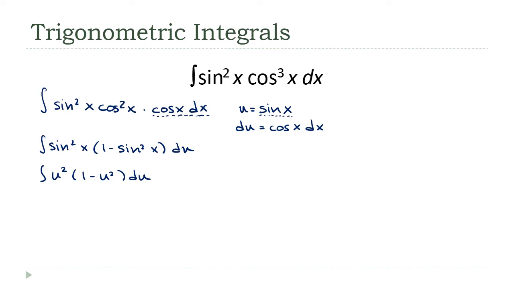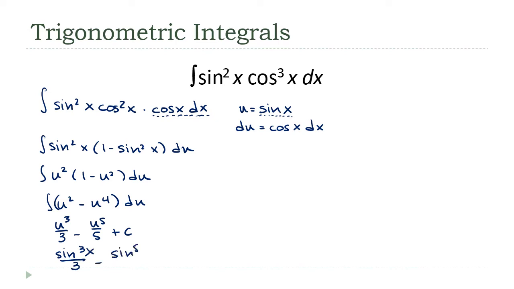And now once again, we're back to a polynomial. So this is the integral of u squared minus u to the fourth du. That's u to the third over 3 minus u to the fifth over 5 plus a constant. And now go back to the trig function. This is sine cubed x over 3 minus sine to the fifth x over 5 plus a constant. And there you go. There's your integral.